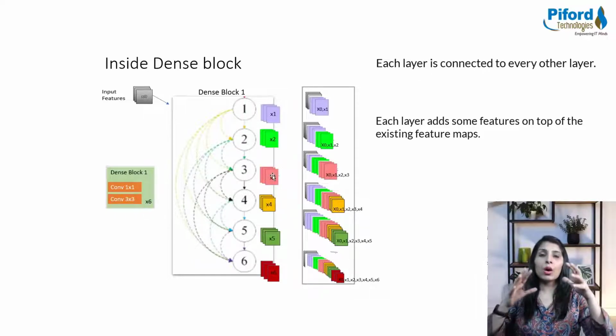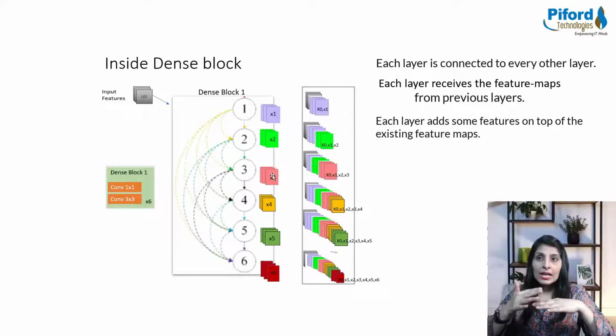So we can say that each layer is adding some features on top of the existing feature maps. On these existing feature maps, the second layer added these features. On these three different feature maps, the third convolutional layer added these red features, and the fourth convolutional layer added these yellow features on top of these feature maps. After the sixth convolutional layer, you can see that we have the concatenated feature maps from all the convolutional layers. So this is the working of a dense block.